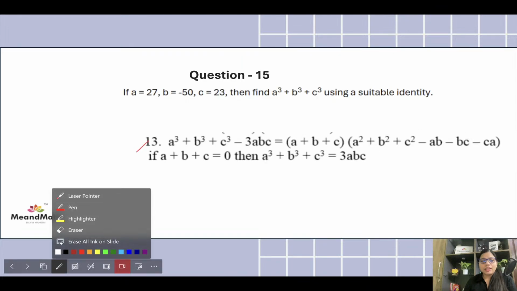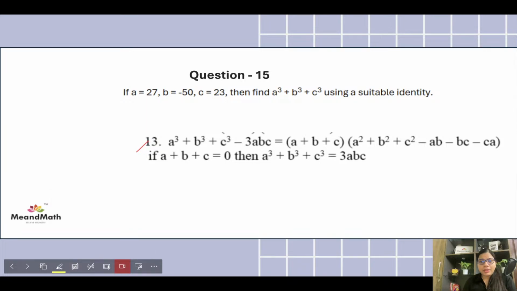So this is the identity. We have to find out A cubed plus B cubed plus C cubed. It looks complicated, but it's very simple. First, what we need to do, if we add A, B, C and if we get 0 after adding, then A cube plus B cube plus C cube is nothing but 3 times all these 3 numbers. So let's add A, B and C first. A is 27, B is negative 50 and C is 23. If you add, are you getting 0? We are getting 0 here.